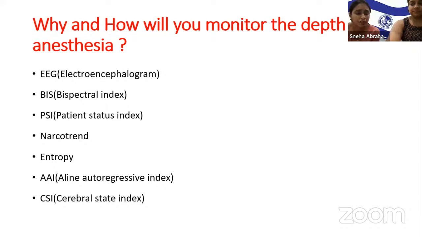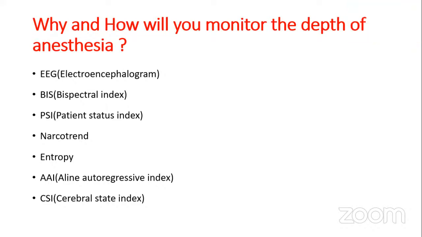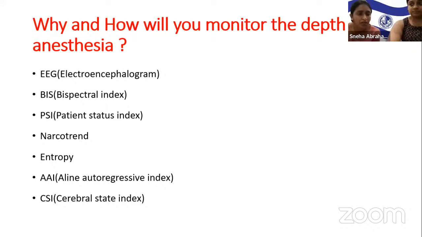Bispectral index is a type of processed EEG where 4 parameters are considered and a single number is given, ranging from 0 to 100. It usually corresponds to the cortical activity and the depth of anesthesia. In case we are using drugs like ketamine, dexmedetomidine, or nitrous oxide, bispectral index will not correspond to the depth of anesthesia. It does not correspond accurately with the depth of anesthesia even in pediatric patients.